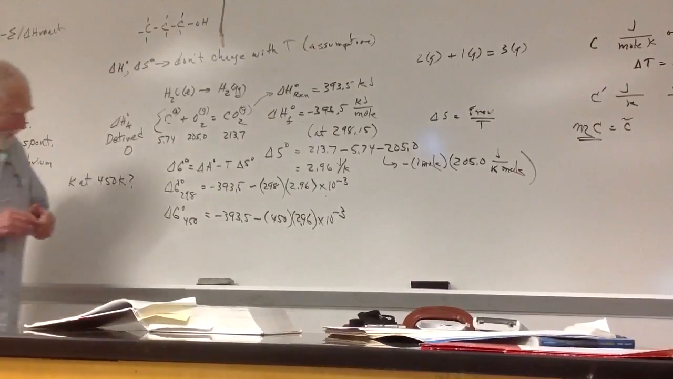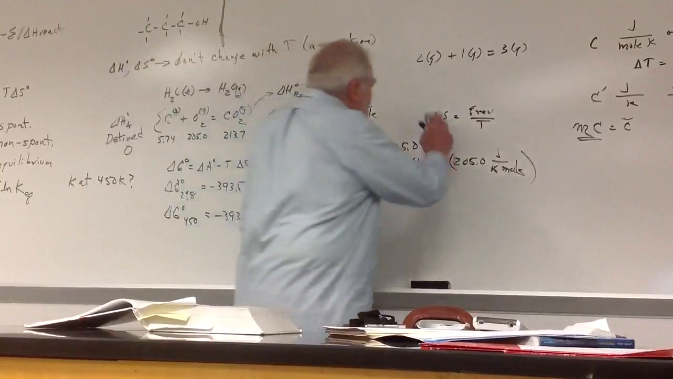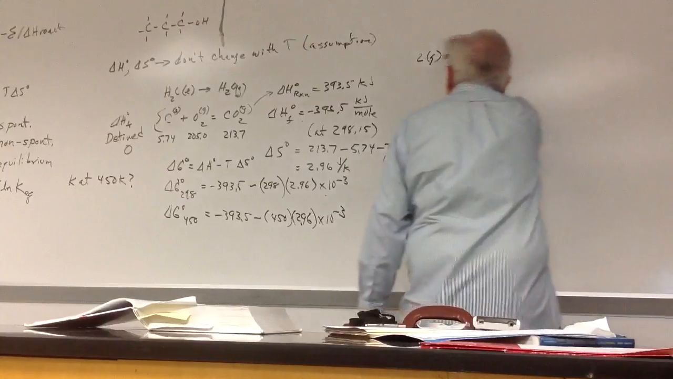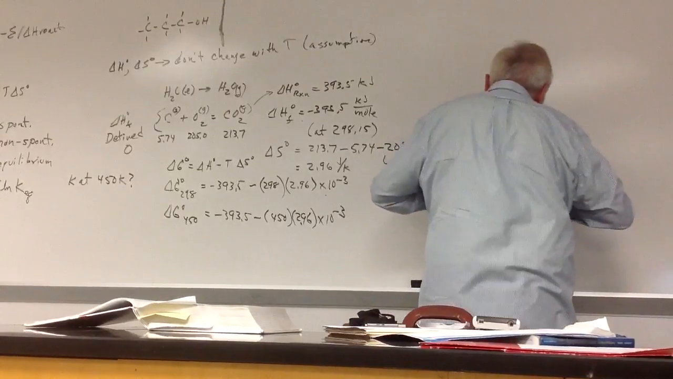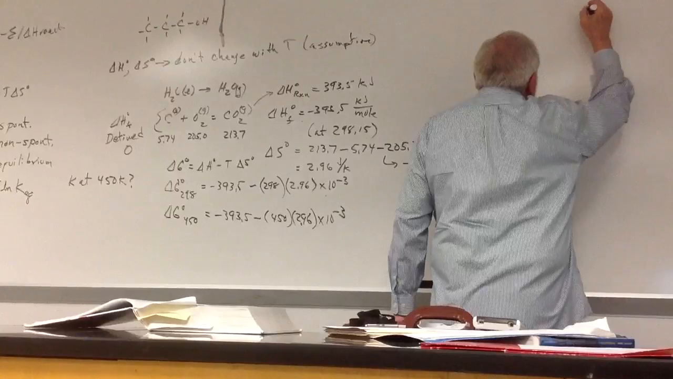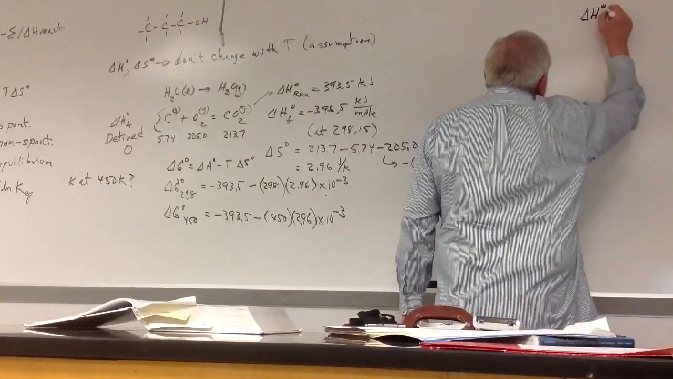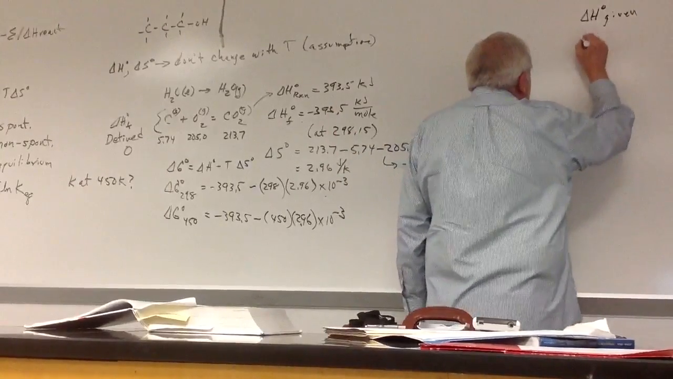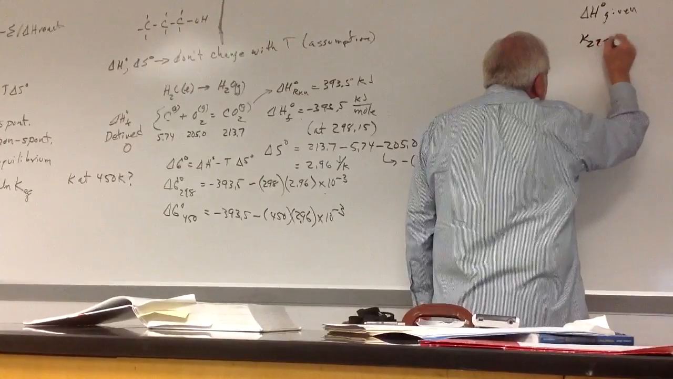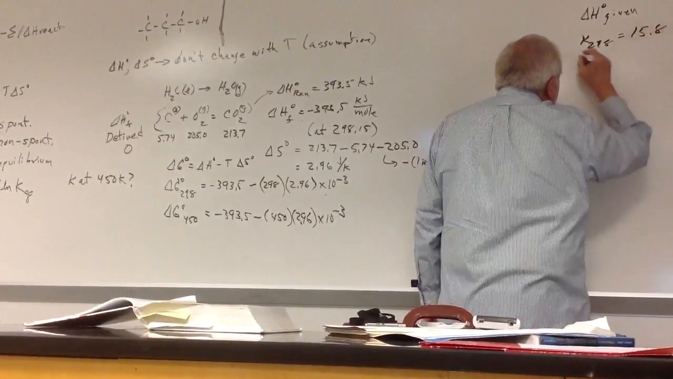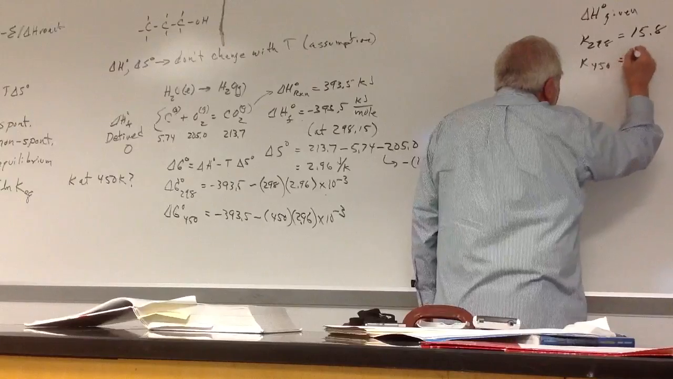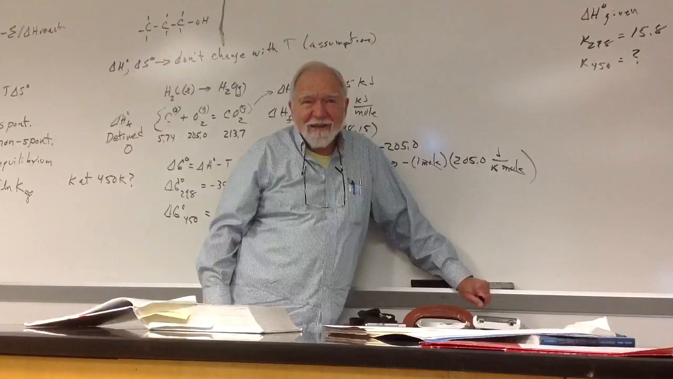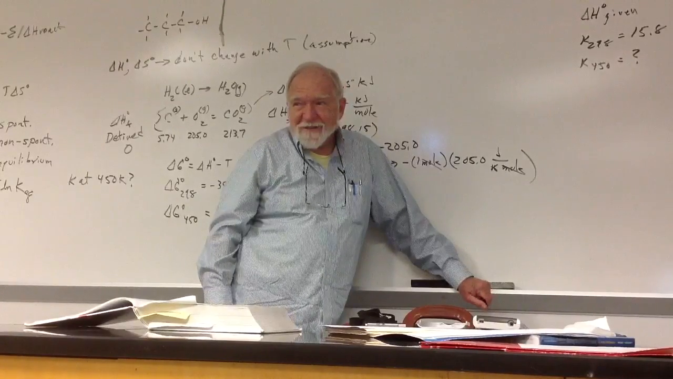Now, one of the problems I like to give, I only give you delta H's. Again, you're assuming it doesn't change with temperature. When I say K at 298, and you want to calculate K at 450, you say, how the heck can I do that? And I will tell you.